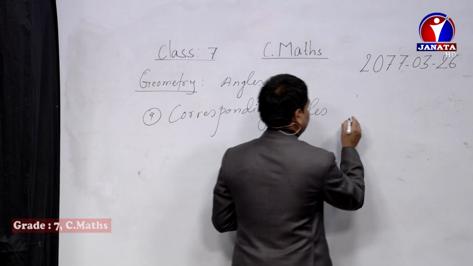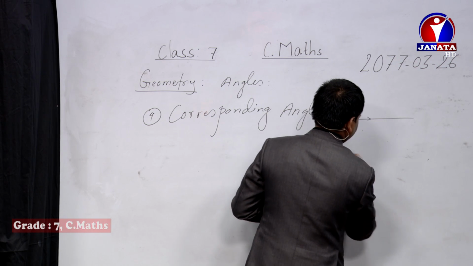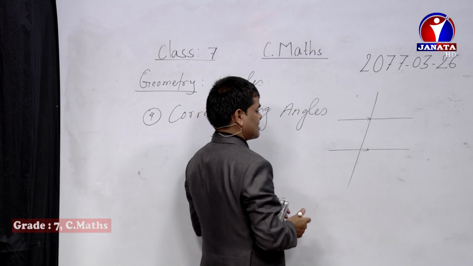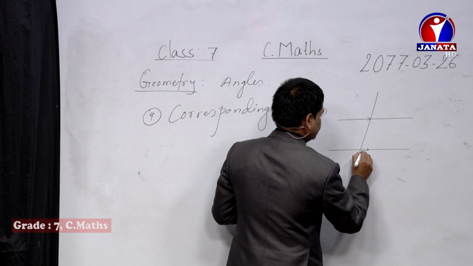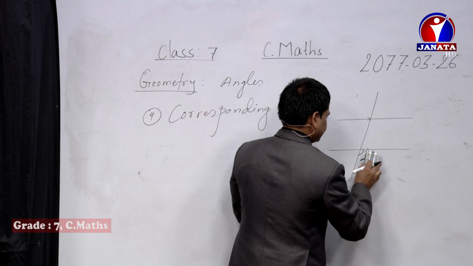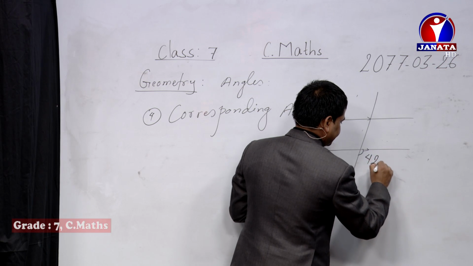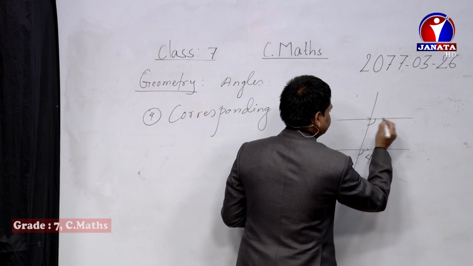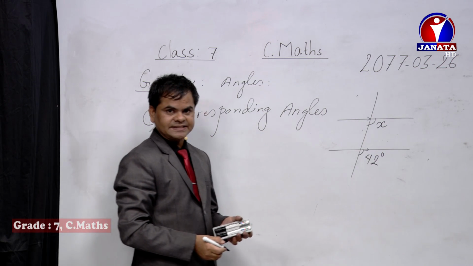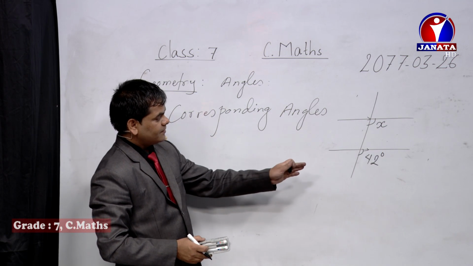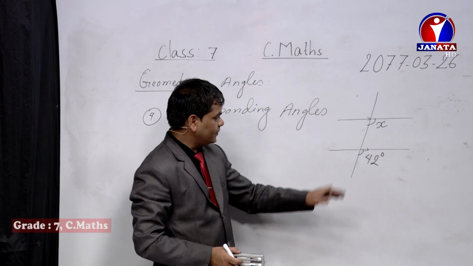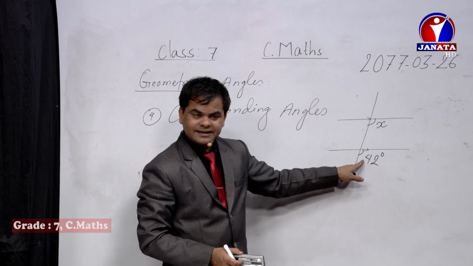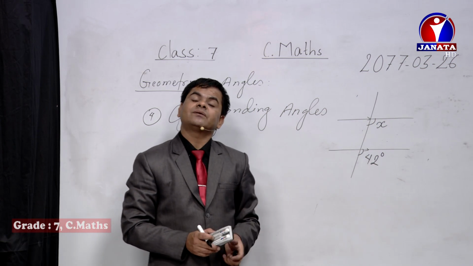In order to find out the corresponding angle, suppose this one line is parallel to this one. And then I am going to draw a transversal, and to this one I am going to give 42 degrees. If it is 42 degrees, then what about this? Find out the value of x. In that type of relation, from the hands point of view, both are on the right hand side, and one is outside of the parallel line and another is inside of the parallel line.